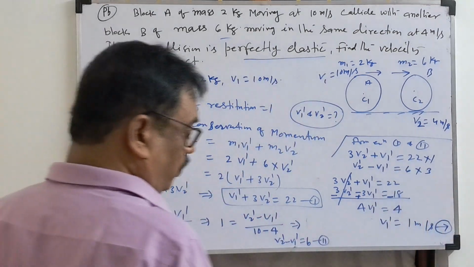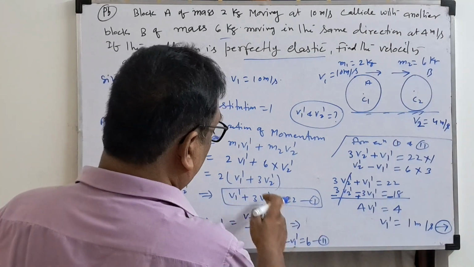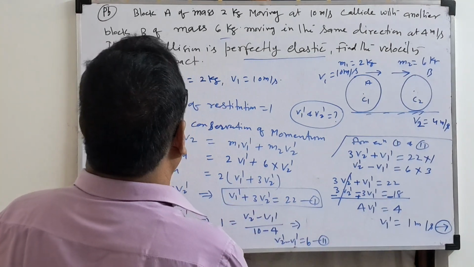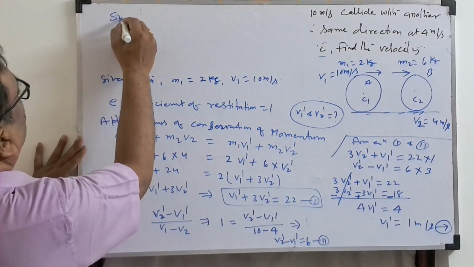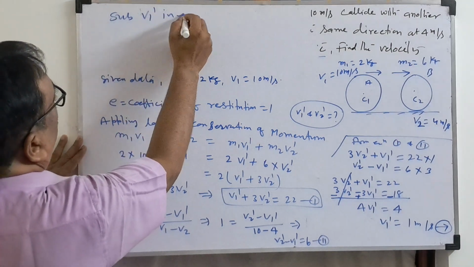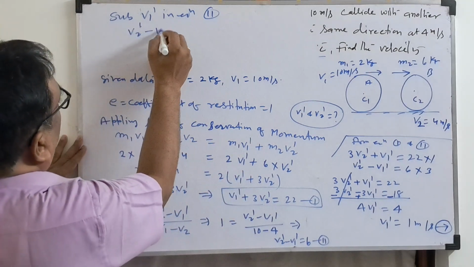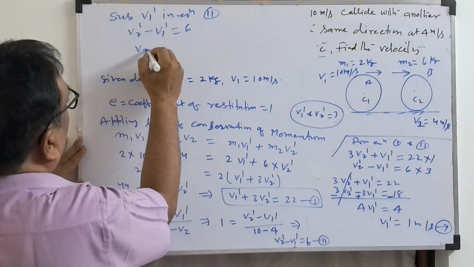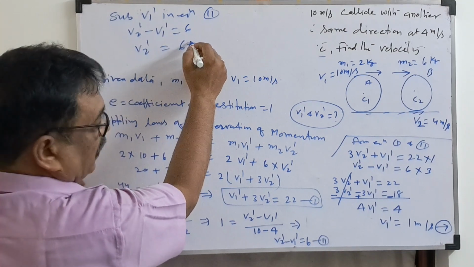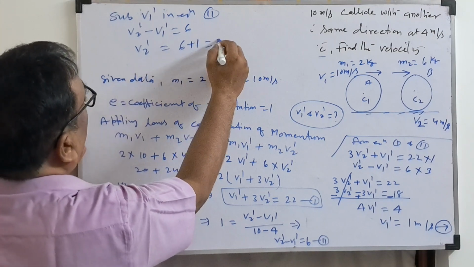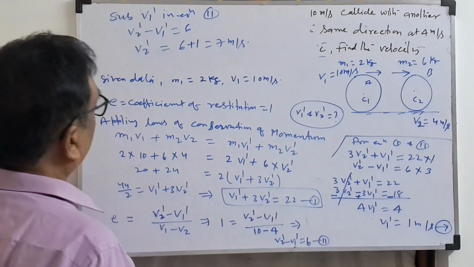Now substitute this V1 dash in equation 1 or 2, anywhere. Equation 2 is simple, so we substitute V1 dash in equation 2: V2 dash minus V1 dash equal to 6. So V2 dash equals 6 plus 1, equal to 7 meters per second. So V2 dash we are getting is 7 meters per second.